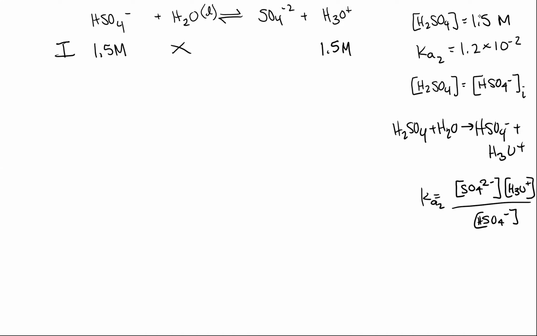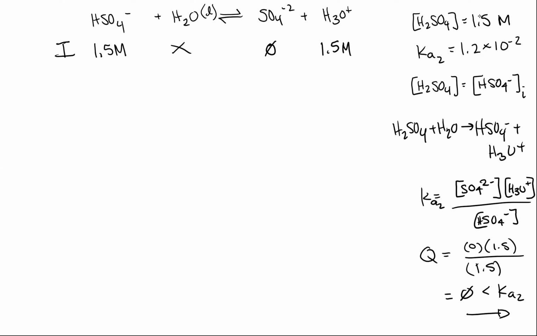And so our initial amount of sulfate that we have is 0. Now this is one of those situations where we have non-zero numbers on both our product and reactant side. So at this point, we could calculate a Q and compare it to our Ka2. If we did that, we would calculate 0 times 1.5 divided by 1.5, and so we would actually get 0 for our Q, which is going to be less than our Ka2. So we're going to proceed towards products.